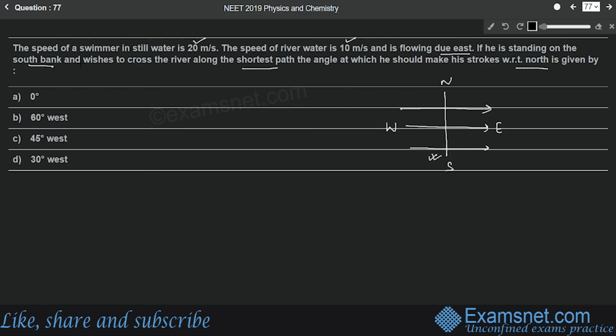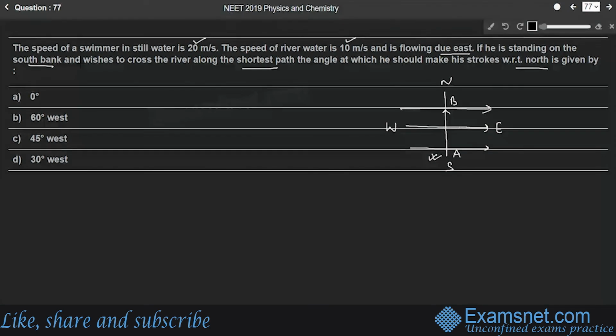Now he has to cross the river by covering the shortest path, right? So we know that the shortest path will be this one. This is point A, this is point B. Then this AB will be the shortest path, right? If he makes any angle with this line, this is the normal, then the path will get longer.